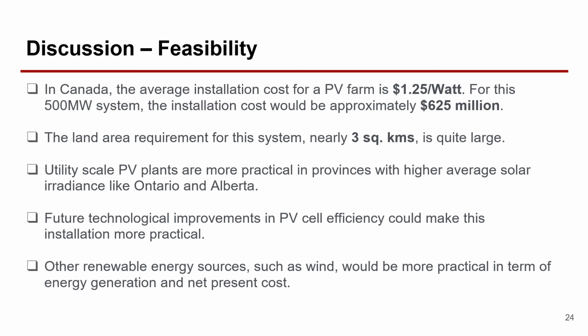It is our observation that utility-scale PV plants are more practical in provinces with higher average solar irradiances like Ontario and Alberta. Future technological improvements in PV cell efficiency could make this installation more practical. In Newfoundland and Labrador, other renewable energy sources such as wind and existing hydro installations are more practical in terms of energy generation and net present cost.